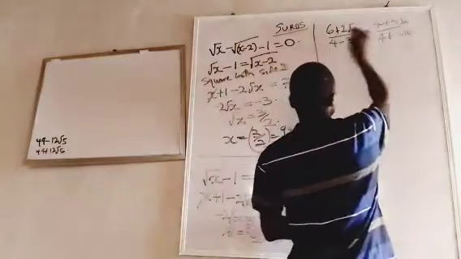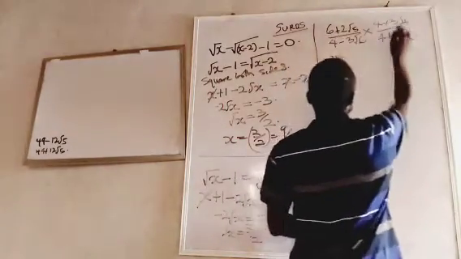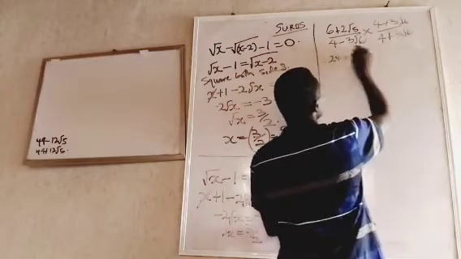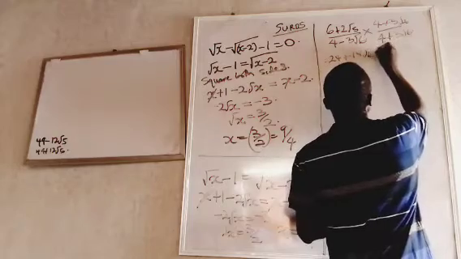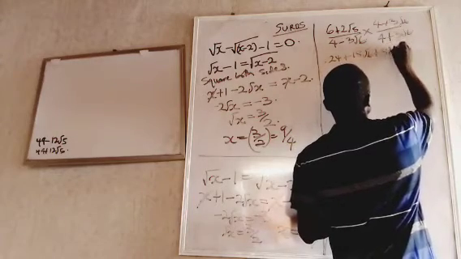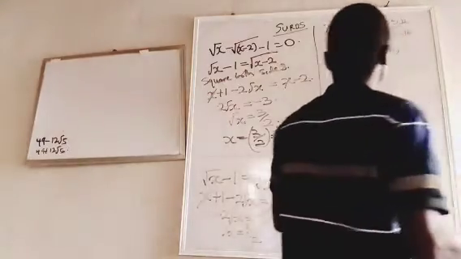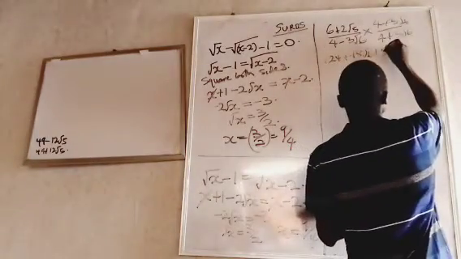And what happens next? Just take it one after the other. 6 times 4, 24. 6 times 3 root 6, 18 root 6. 2 root 5 times 4, that's 8 root 5. 2 root 5 times 3 root 6, that is 6 root 30.